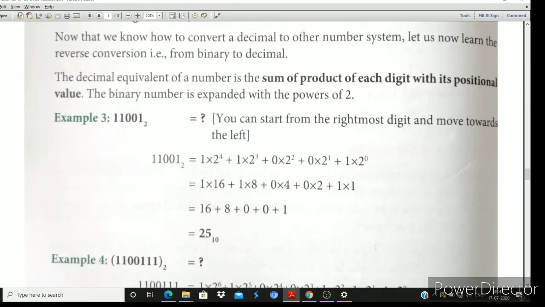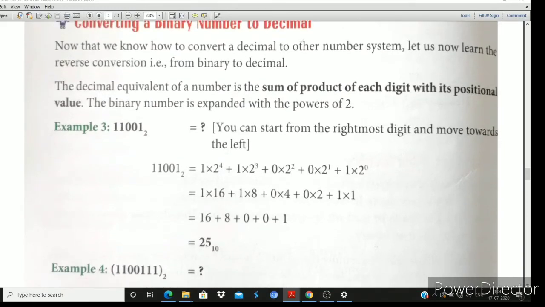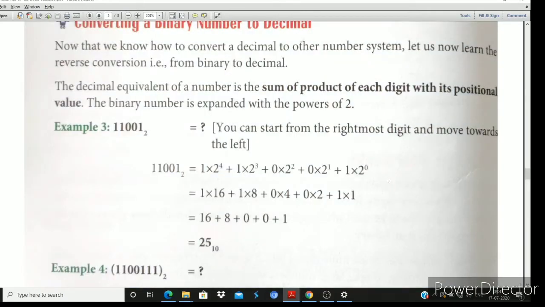The next part is converting a binary number system into the decimal number system. You just need to write this number and expand it, 1 1 0 0 1, like this. From the right side, you need to multiply the rightmost digit to the power 0.